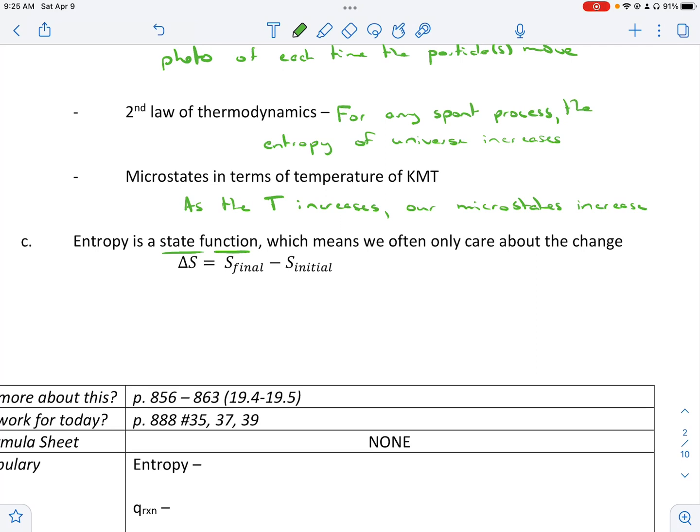All right, so a lot of times what we do to calculate this is delta S. Remember, that's change in S, so we take S final minus S initial.